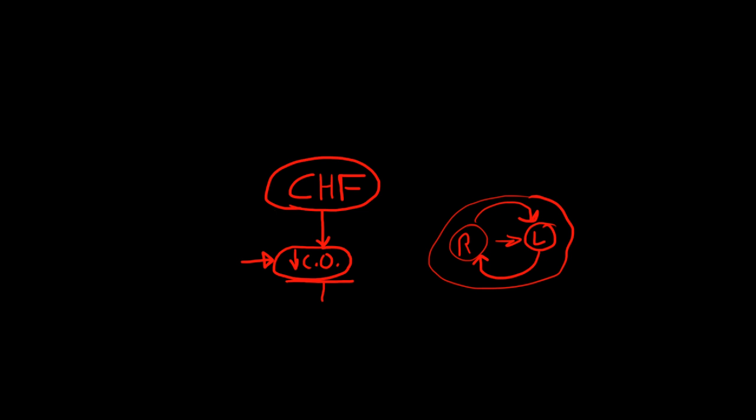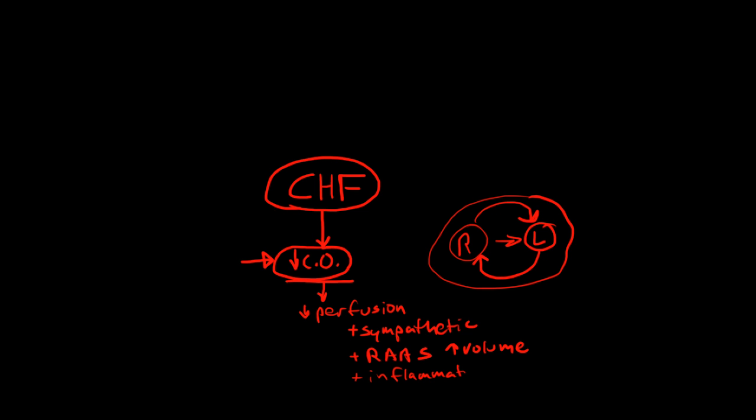With congestive heart failure, you have decreased cardiac output. Now that's going to cause decreased perfusion, and the decreased perfusion is going to start a vicious cycle. It's going to stimulate increased sympathetic nervous system activity. It's going to stimulate the renin, angiotensin, aldosterone system, in order to increase volume. And it's going to increase inflammation because of ischemia.